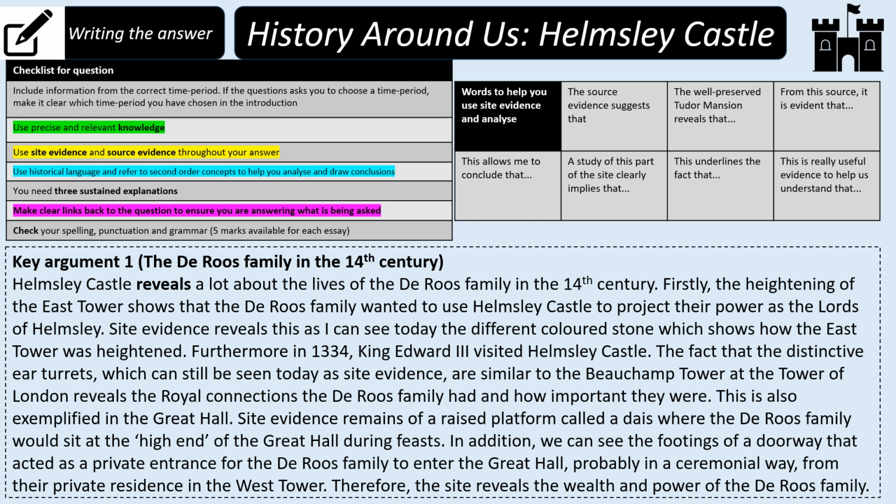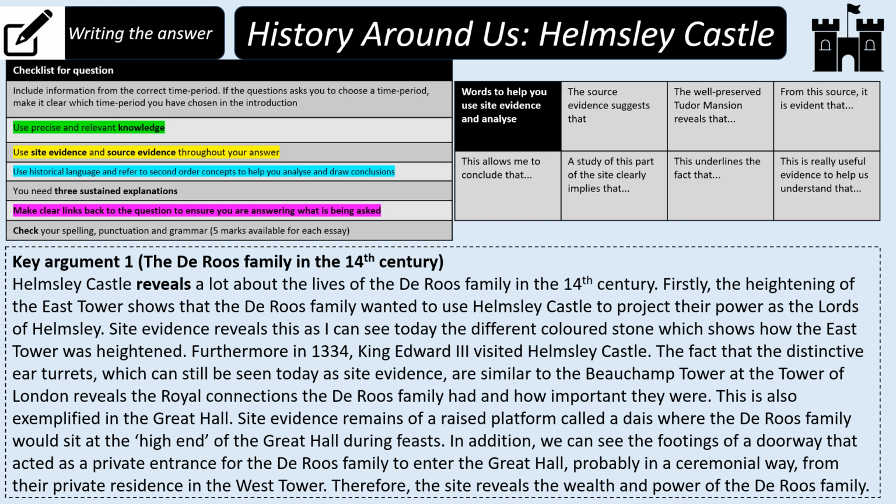Site evidence reveals this, as I can see today, the different coloured stone, which shows how the East Tower was heightened. Furthermore, in 1334, King Edward III visited Helmsley Castle. The fact that the distinctive ear turrets, which can still be seen today as site evidence, are similar to the Beauchamp Tower at the Tower of London, reveals the royal connections the De Roos family had and how important they were. This is also exemplified in the Great Hall.